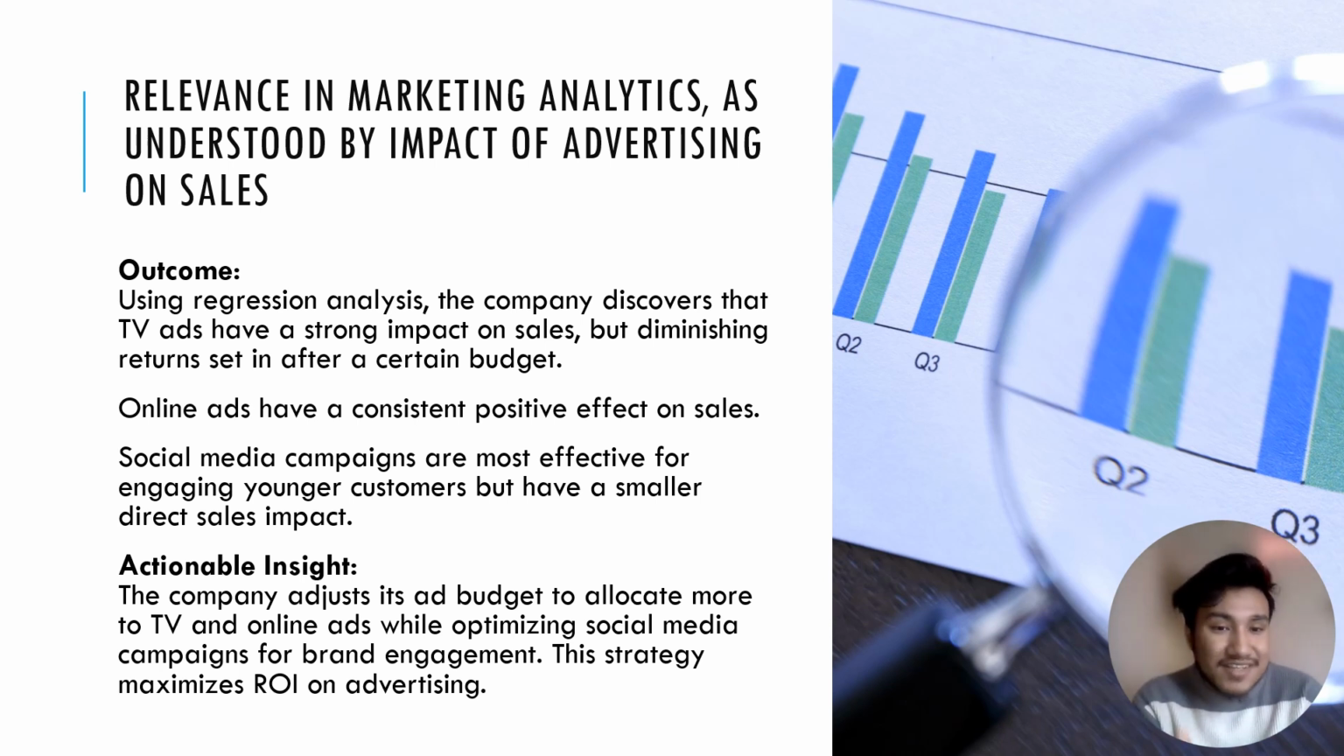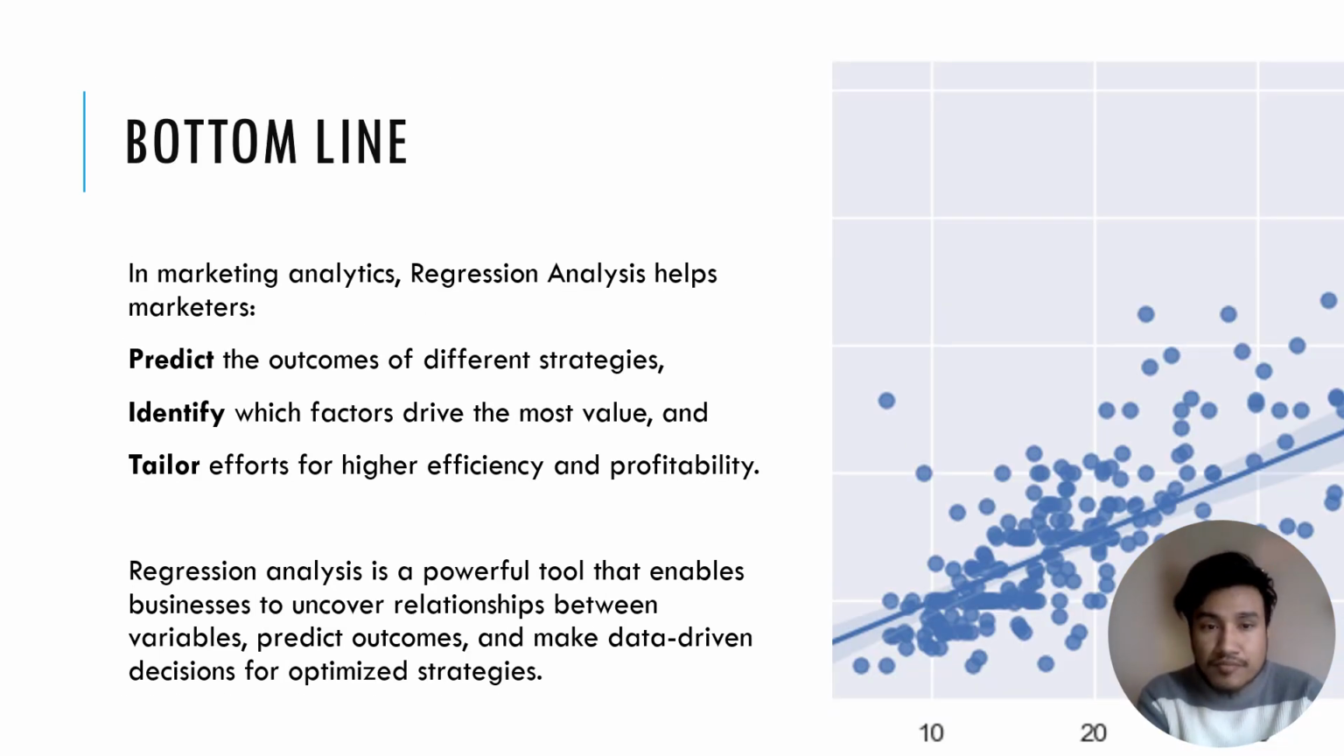Actionable insight: what can you get from this? The company adjusts its ad budget to allocate more to TV and online ads while optimizing social media campaigns for brand engagement. This strategy maximizes ROI on advertising.